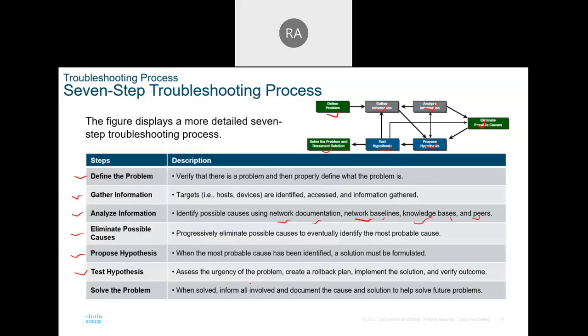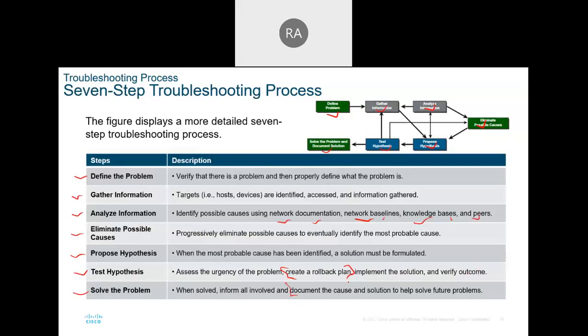Assess the urgency of the problem. Create a rollback plan. That is key. It's very important. You need to have a rollback plan, because what if the solution you brought to the table is going to further complicate the problem? Implement the solution and verify the outcome. If it doesn't work, you go back. But if it works, you solve the problem, inform all involved, and document the cause.